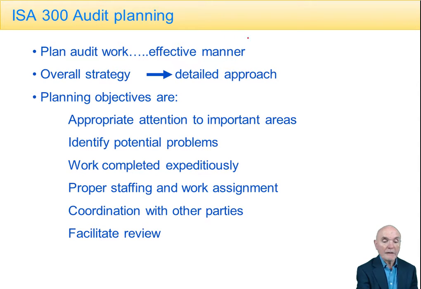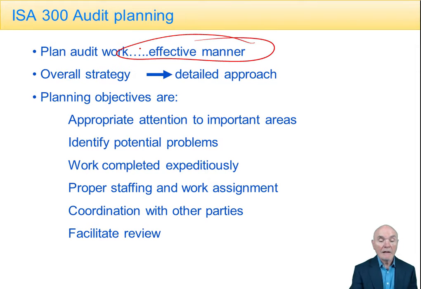So effective manner, I suppose, ultimately means giving the proper audit report, carrying out work which gives reasonable assurance that the financial statements are free of material misstatement, and that avoids the calamity of audit risk, where you say the financial statements are true and fair, but in fact there's a large misstatement within them.